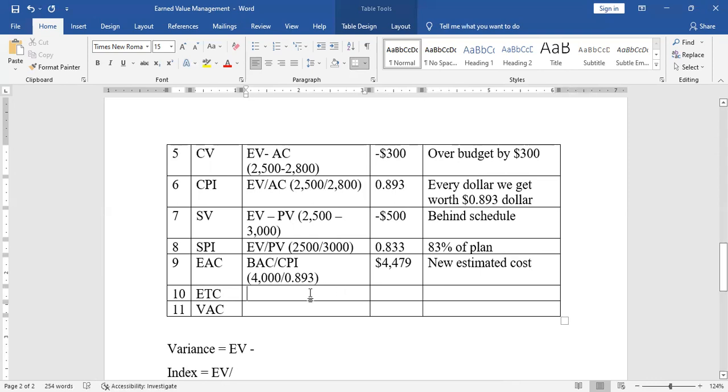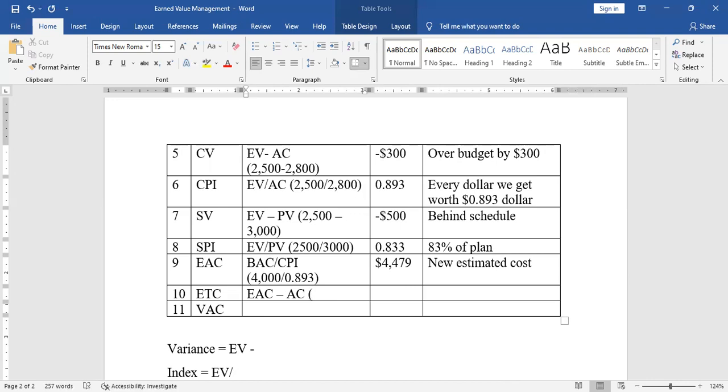ETC is estimate to completion. How much more should we spend to complete the project? So ETC is going to be calculated as EAC, which is the new estimate, minus AC, what we have already spent. We just want to see how much more we are going to spend to complete the project.